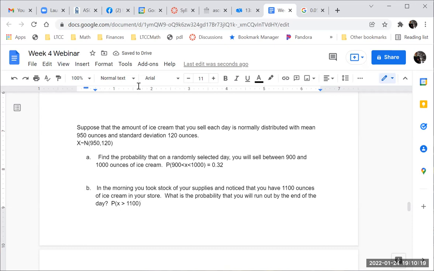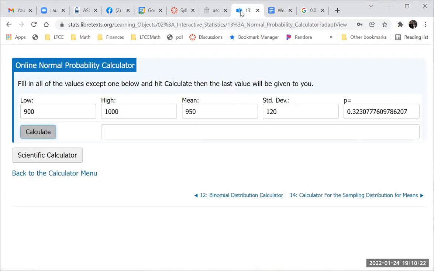So then we just go to our calculator. Greater than 1,100, the low is 1,100. The high, okay, how many nines do I need? Yeah, 6 this time. And leave our probability blank, hit calculate, and about 11% chance. So the probability is 0.1056, or about 11%.